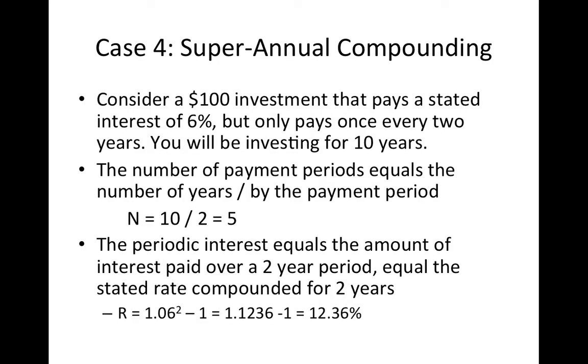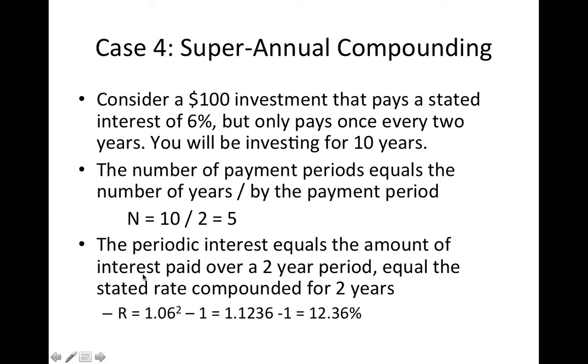So, again, a simple case. Consider a $100 investment that pays a stated rate of 6%, but only pays once every 2 years. You will be invested for 10 years. The number of payments is the years divided by the length of the payment period. So in this case, 10 divided by 2, there are only 5 payments. Over the course of the 10 years, you're going to get 5 payments, at the end of years 2, 4, 6, 8, and 10. At the end of year 10, you get your interest payment, plus you get back your $100.